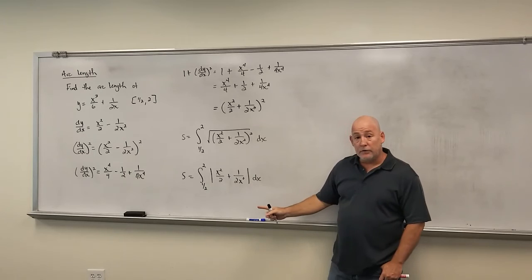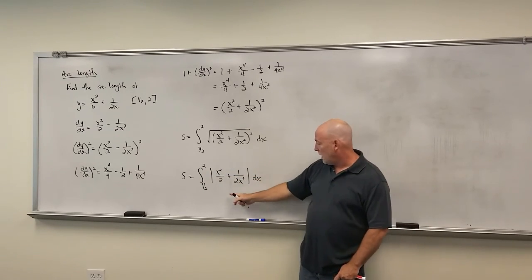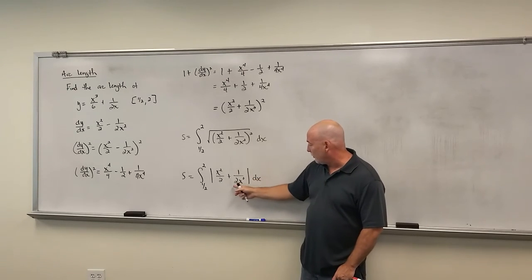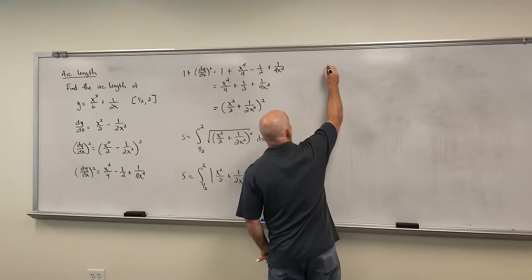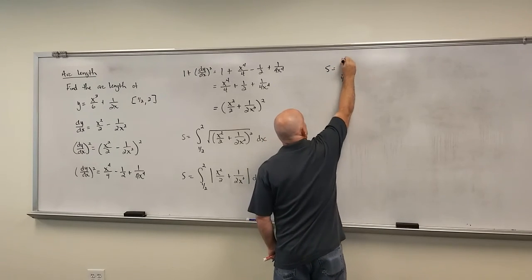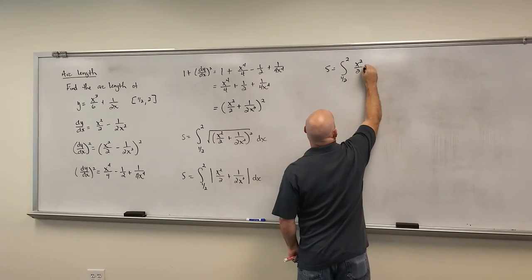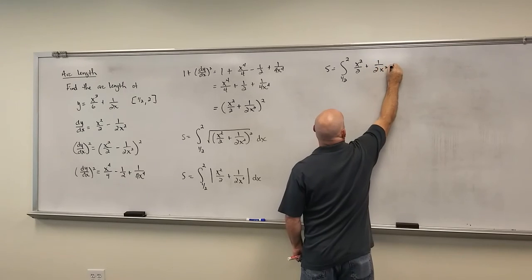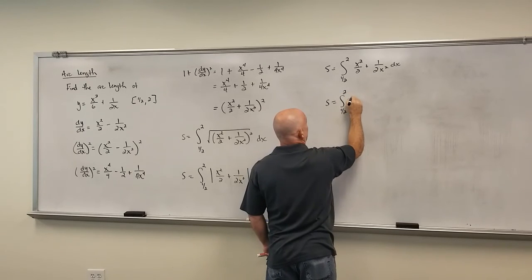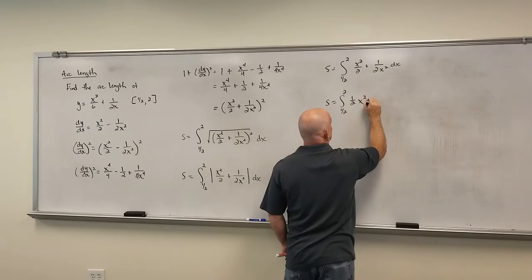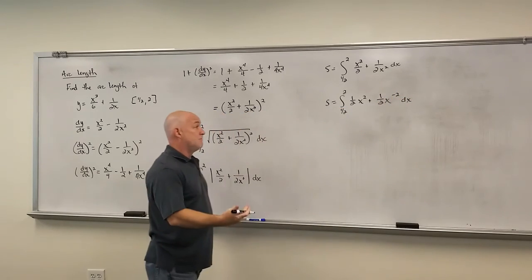Now, how can I get rid of the absolute value? Sometimes you can't. Sometimes you got to break apart the region depending on the absolute value. But here we have something positive squared plus something positive and squared. So this is always positive. So I actually don't need the absolute value. So this is from 1/2 to 2 of x squared over 2 plus 1 over 2x squared dx. So to integrate this, let's just go ahead and write this as 1/2 x squared plus 1/2 x to the negative 2 dx.